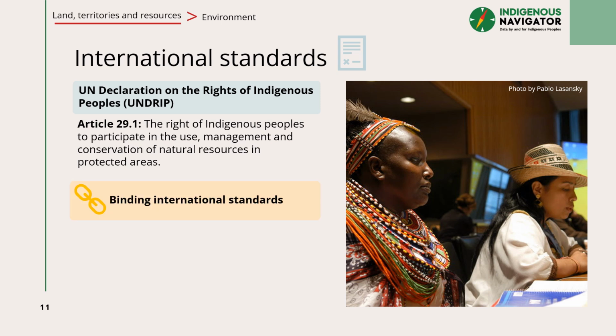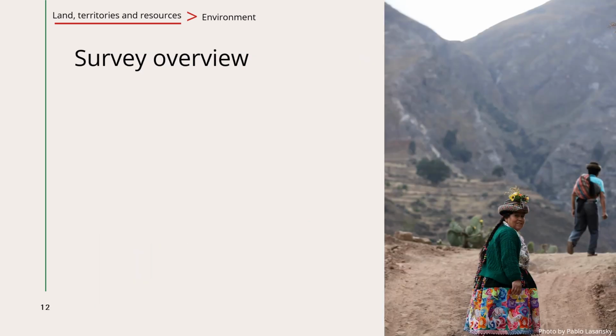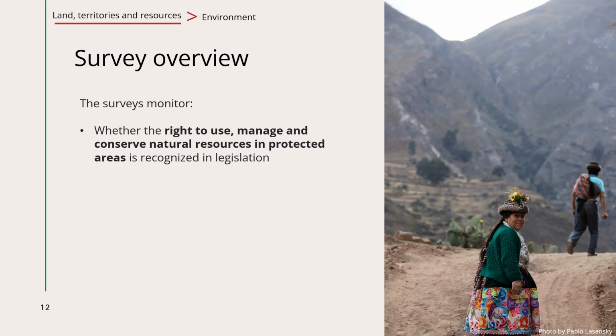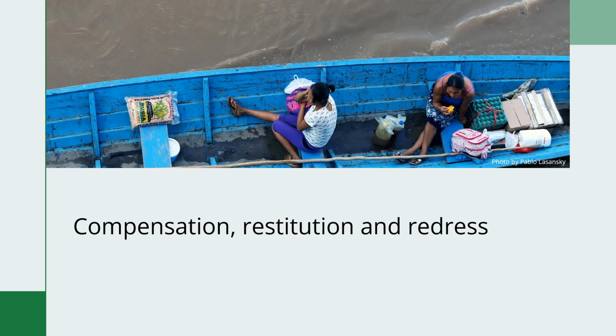For example, ILO Convention 169 outlines the rights of Indigenous peoples to participate in the use, management, and conservation of resources. The surveys monitor whether this right is recognized in legislation, and whether there are any mechanisms such as assistance programs that exist to support the realization of this right, and document experiences of any assistance programs to support the realization of this right. Questions related to compensation, restitution, and redress are only found in the Community Survey.